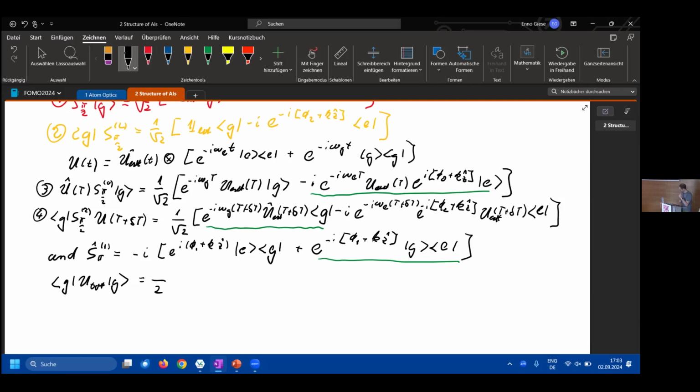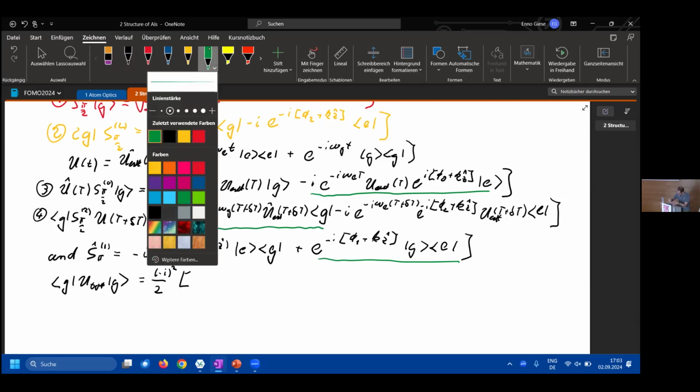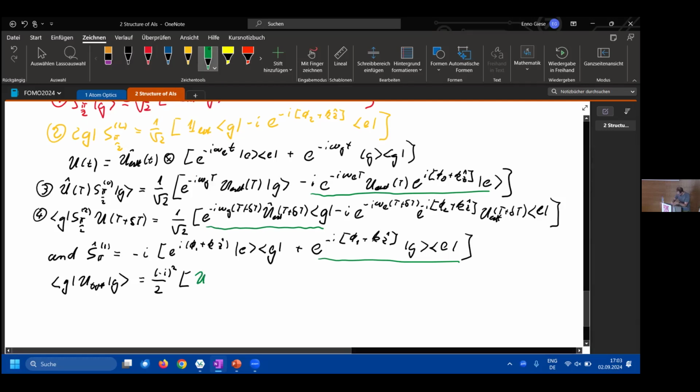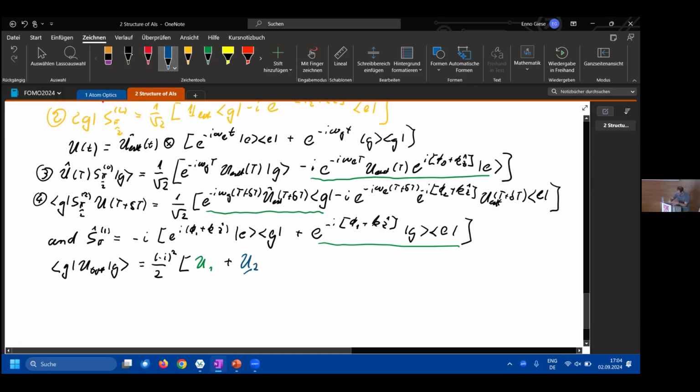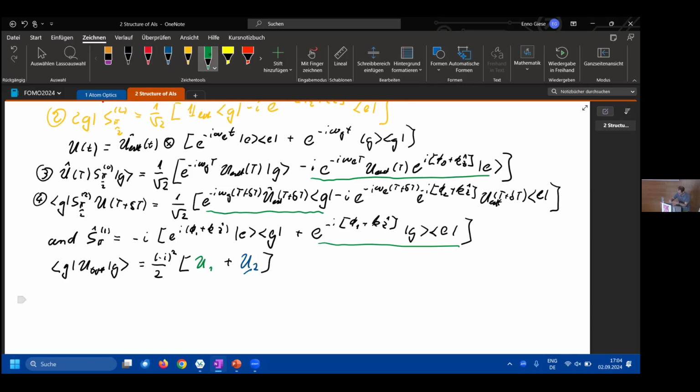And then what you observe is that you have minus i times minus i. There is just this minus i in front of both contributions. So what we observe is minus i squared. That's this type of global phase that I was mentioning. And then we have U1 plus U2. And now I just demonstrated to you what U1 is.